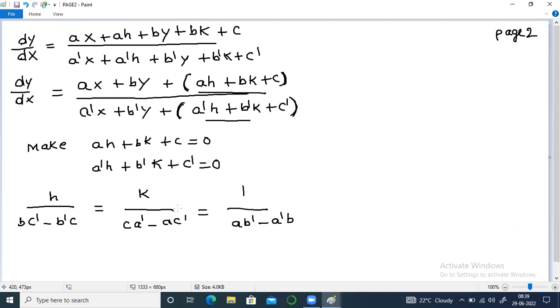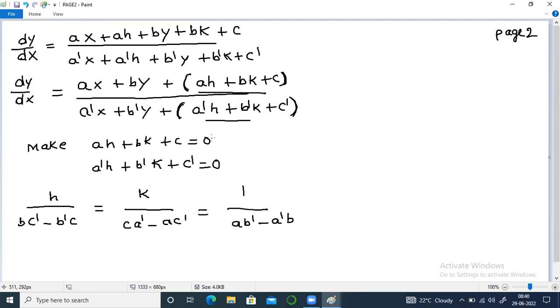h is equal to (bc' - b'c) by (ab' - a'b). In the same way, k is equal to this term, you take the top, automatically you will get h, k values. But what you are doing, ah + bk + c and a'h + b'k + c', these two parts you are making zero.